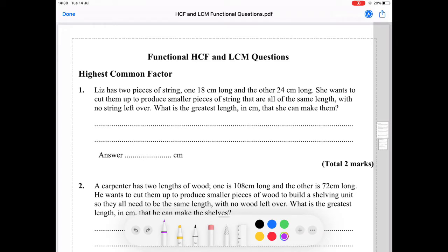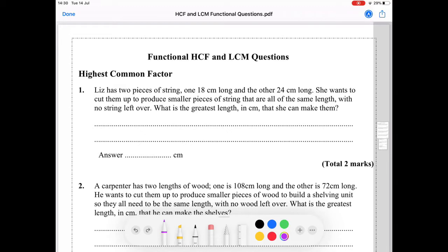So if we look at question 1 here, Liz has two pieces of string, one is 18 centimetres long and the other is 24 centimetres long. She wants to cut them up to produce smaller pieces of string that are all the same length with no string left over. What is the greatest length in centimetres that she can make them?